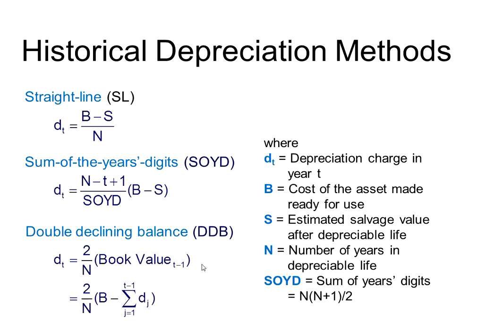So again, as I described, we have different notations where B and S are the basis or the cost of the asset made ready to use, and the salvage value at the end of the depreciable life, respectively, N is the number of years in the depreciable life, and the small dt is the depreciation charge in year T. And then to get the sum of the year's digits, you just use this formula, n multiplied by n plus 1, divided by 2.